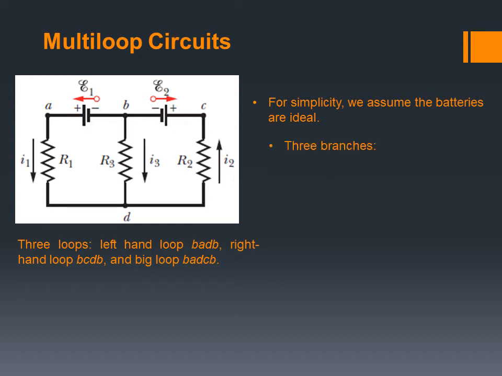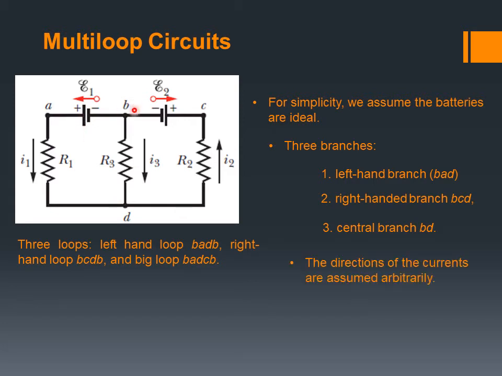So there are three branches. One is the left-hand branch, which we call BAD. This is one branch. And then there is another branch which is right-handed, BCD. This is the right-handed branch. And then there is a central branch which is BD. This is the central branch.